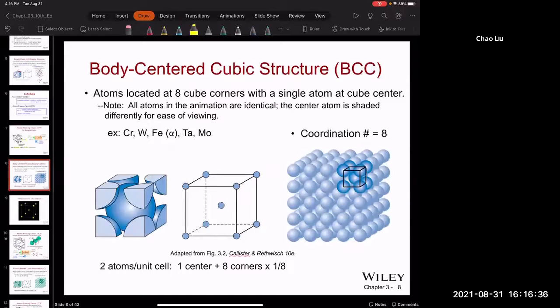The next one is another structure. This is more realistic. More of the atoms are like a BCC. This is called a BCC because there's an atom at the body center, which is this one here.